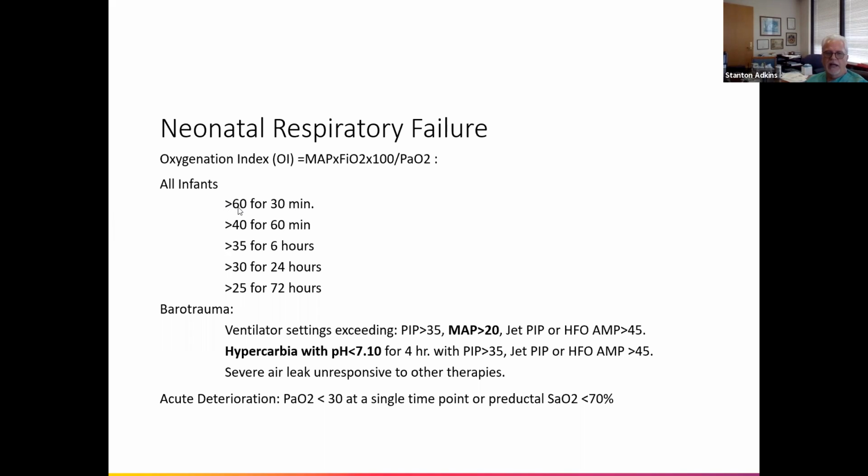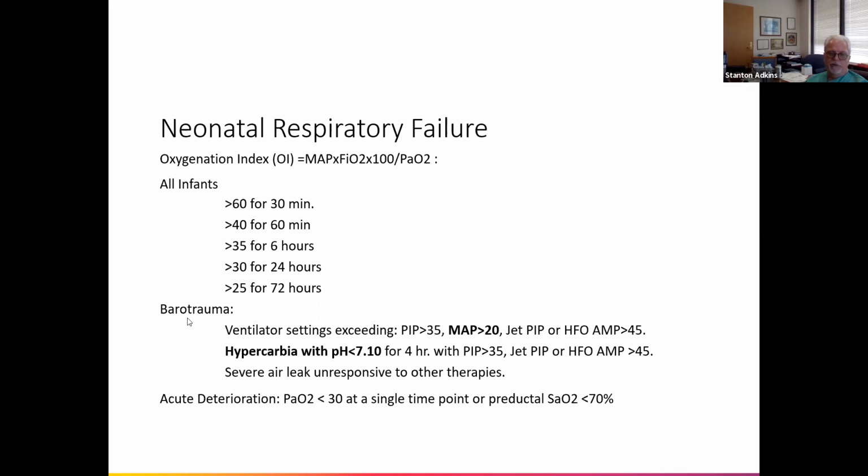An OI that's high means very high pressures and high FiO2 and low oxygen saturation or low airway oxygen. And if you've got that, then you're really sick. So the sicker you are, the less amount of time we need to make the decision to go on ECMO.